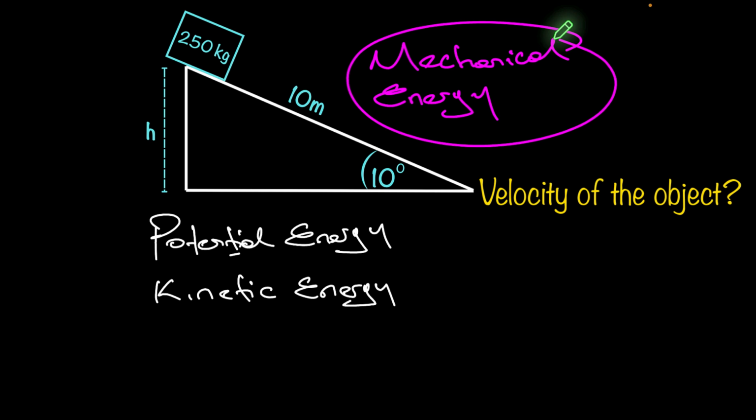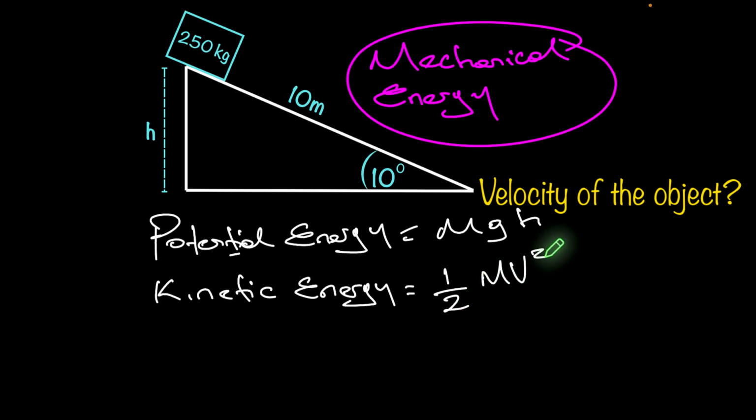So if we talk about formula now, then for potential energy, you will often see this version, which is mass multiplied by gravity and multiplied by height. Whereas for kinetic energy, you will often see this version, so that's half multiplied by mv squared, where m represents mass and v will represent velocity.